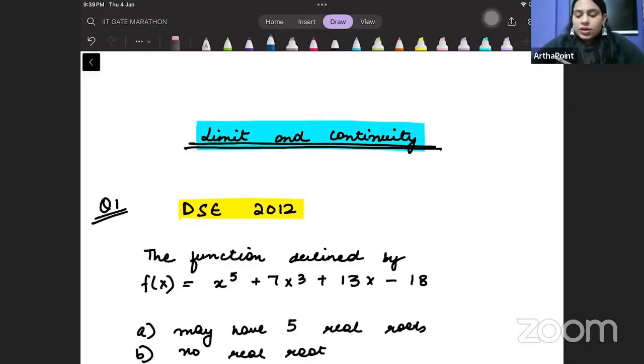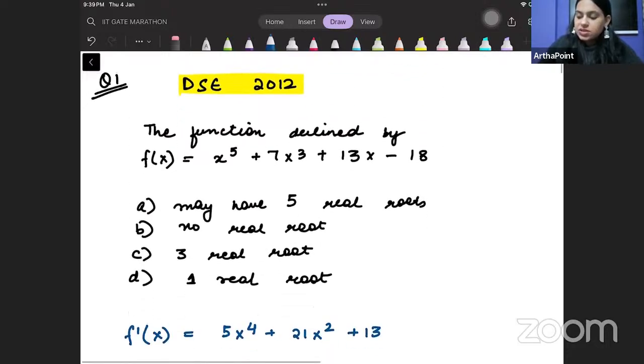Hi, good evening, everyone. The topic that I'm going to take for today is limit and continuity. And I'm going to go ahead and take some past year questions of DSE. Look at the first question, beta. This is from DSE 2012. Let's look at the question.